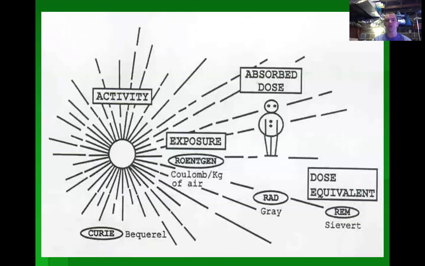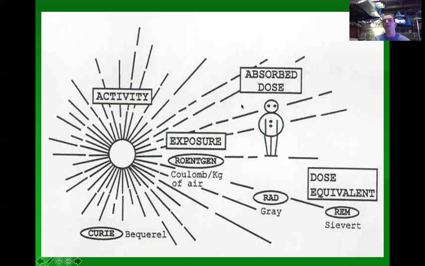quantify. So this little chart, this graphic, does a pretty good job of showing the differences of the different units and functions that they serve. So if you think about it, you have a radioactive source. There's some activity there. That activity is from the decays of the source. They're giving off radiation, whether that's particle radiation or photon radiation. Some of that radiation interacts with the air. It ionizes the air. That gives you an exposure.